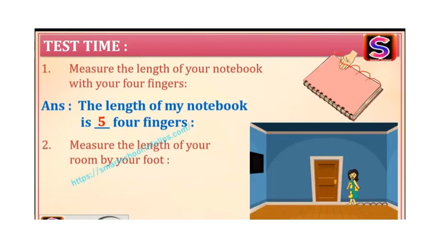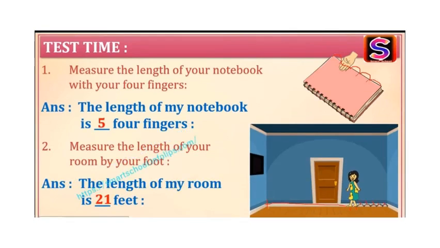Now let's see this picture. Measure the length of your room by your foot. We have to use our foot now. Let's count. 1, 2, 3, 4, 5, 6, 7, and so on. The length of my room is 21 feet.